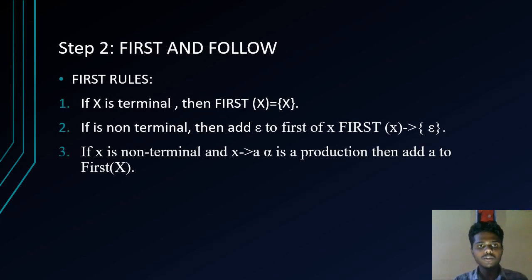Coming to step 2, first and follow, we have certain rules for first and then for follow. The first rules are: if x is a terminal, then first of x is equal to x, that is first of t is equal to t. In this way we can find the first of a terminal. If x is a non-terminal, then add epsilon to first of x, that is first of x tends to epsilon. Then if x is a non-terminal and x tends to alpha is a production, then add first of alpha to first of x. So these are all the rules of first.